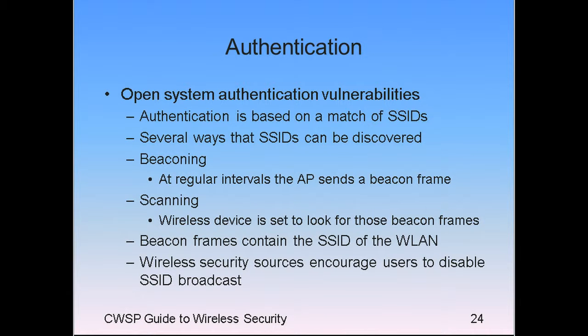Open system is just a matter of, again, what we're going to do. At regular intervals, I think every 20 milliseconds, the system sends a beacon frame. So with beaconing, there are several ways it can be discovered. You can just wait until it sends, which in our case we wouldn't have to wait very long because the machines are much faster than we are. It sends the beacon out, and the SSID is going to be in the beacon. We can scan for wireless devices, which is set to look at these beacon frames containing the SSID of the wireless LAN.